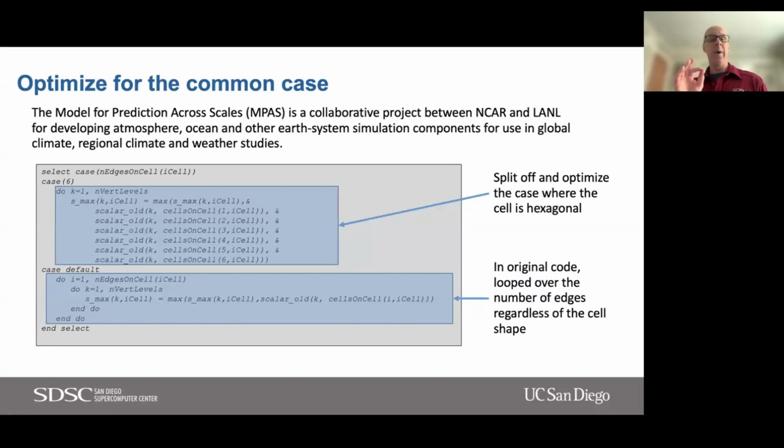And what we did was we recognized that in this case, the vast majority of the cells for this simulation were hexagons. I think it was well over 99.9%. So what we did was we took the original code, we retained that as what we call a default case, for anything other than a six-sided cell, but then we split off and we optimized that special case where the cell is hexagonal. And I believe this gave us about a 40% speed up for this key routine in this climate and weather code.